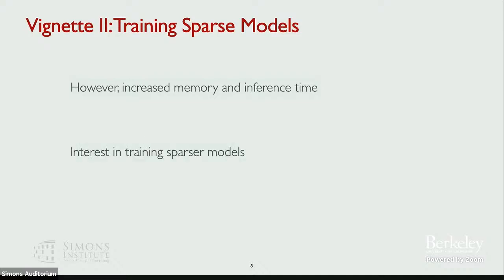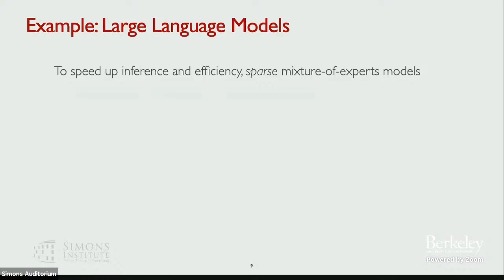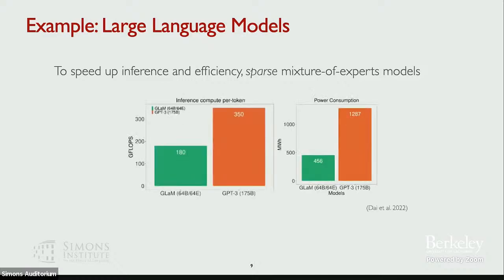And people have started looking at what happens if you train sparser models. One example I'd like to give you from the domain of NLP is that people have been training large language models that have been very good over the past few years, and they're huge models, and even doing inference on them is sometimes prohibitively expensive. So people have been looking at sparse mixture of expert models, which are still large models, but are much more efficient in terms of both inference times and power efficiency.